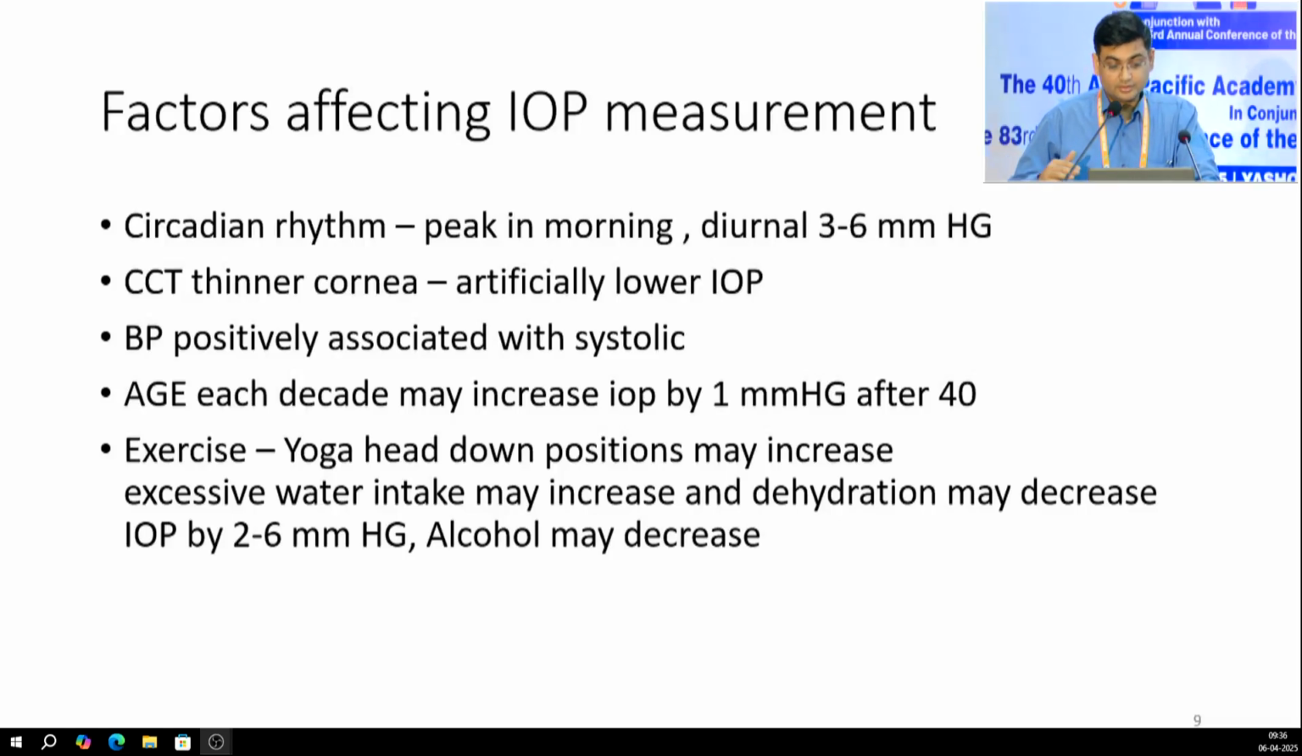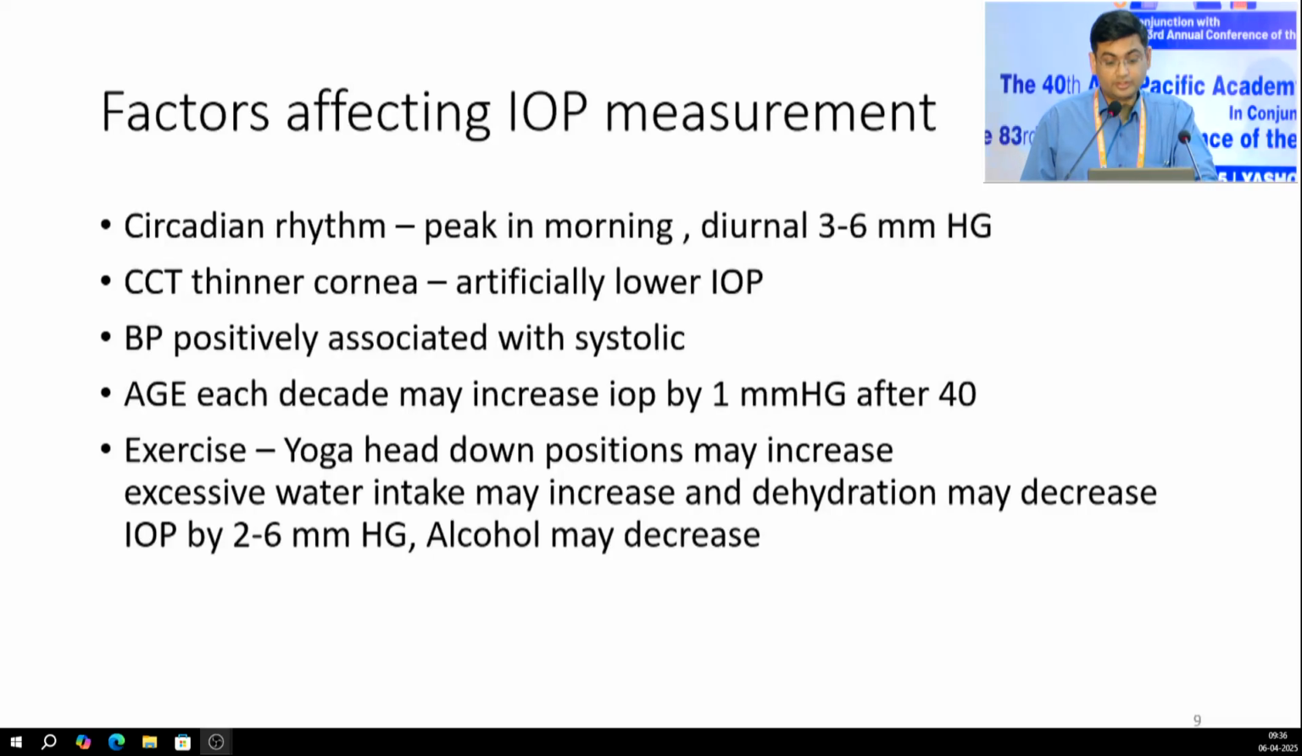Now, what are the factors which affect the IOP measurement? There is a circadian rhythm related to our IOP. Usually it peaks at around 4 to 6 a.m. and then troughs at night. That diurnal variation is around 3 to 6 millimeter of mercury. But in patients with glaucoma, the variation is more, and it can be more than 8 millimeter of mercury also.